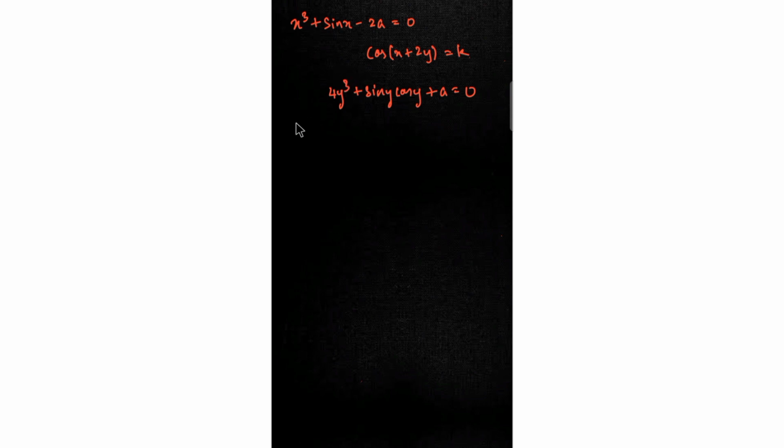So I'll take this equation first, that is, a is equal to minus 4y cube minus sin y cos y, isn't it? I'll just multiply by 2. 2a is equal to minus 8y cube minus 2 sin y cos y, so it is minus 8y cube minus sin 2y. So this is the equation: 2a is equal to minus 8y cube minus sin 2y.